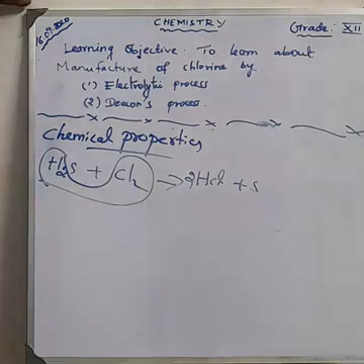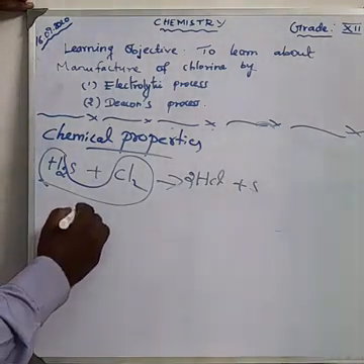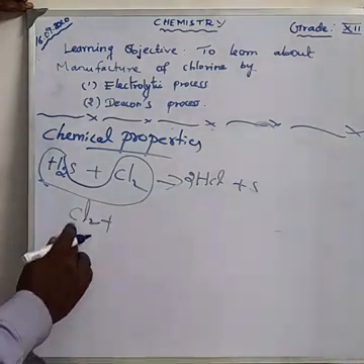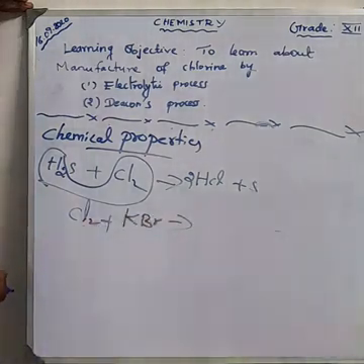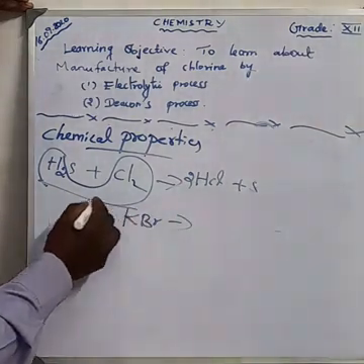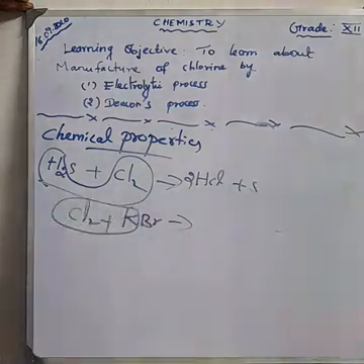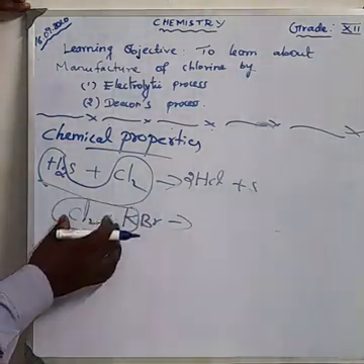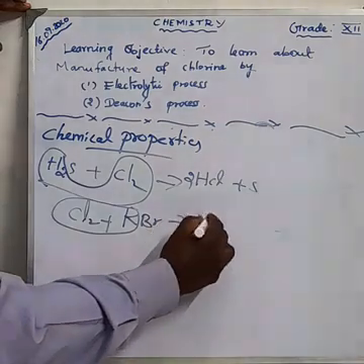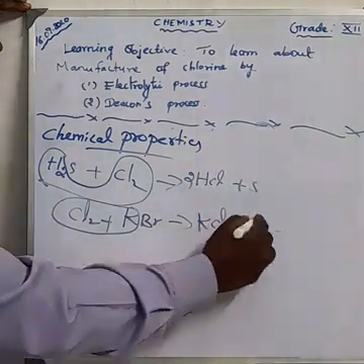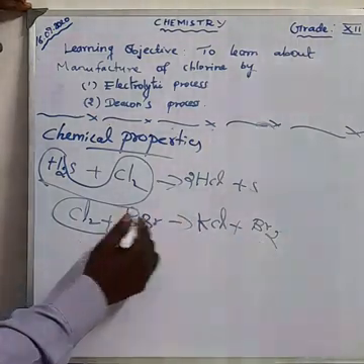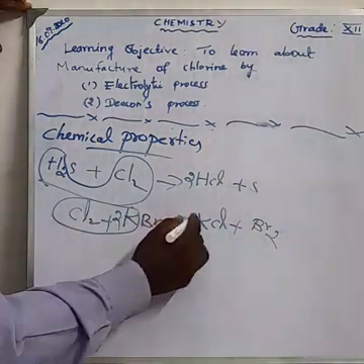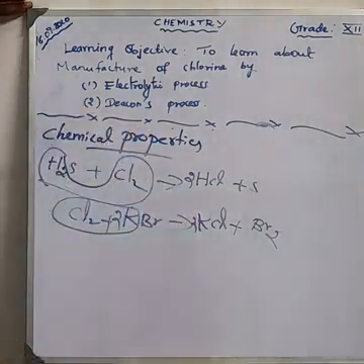What about chlorine reacting with potassium bromide? Chlorine, that is Cl2, reacts with potassium bromide, formula KBr. Potassium is also an alkali metal and easily reacts with chlorine to form KCl plus Br2. How can we balance the equation? 2Br, so make it 2 potassium. Now the equation is balanced.